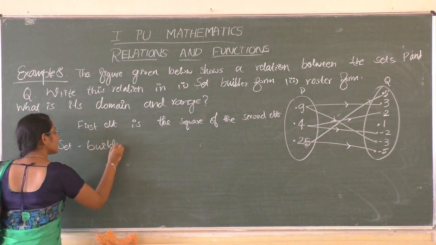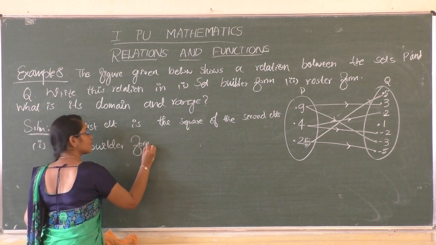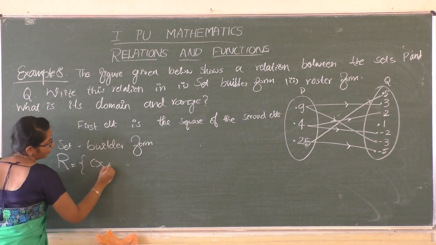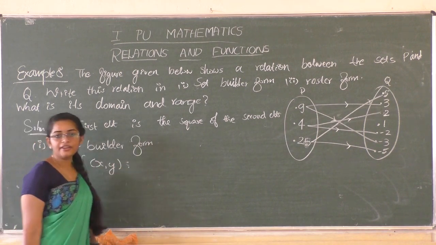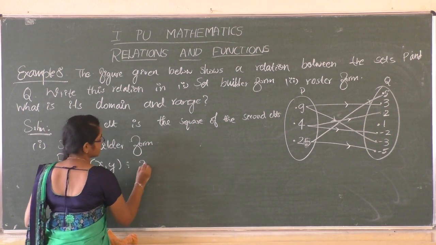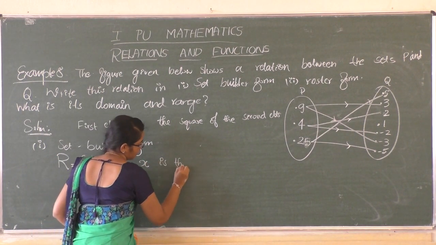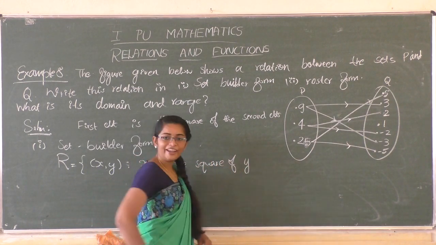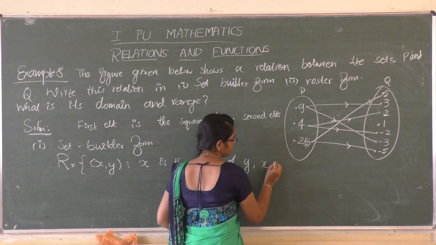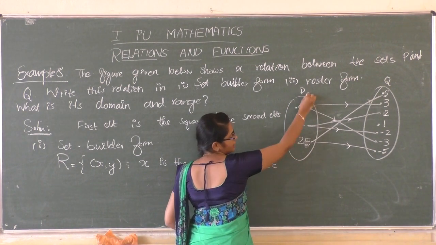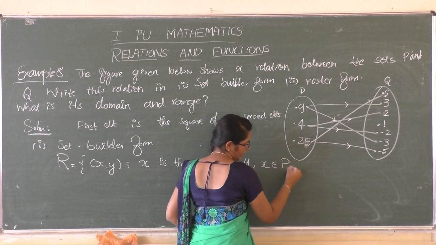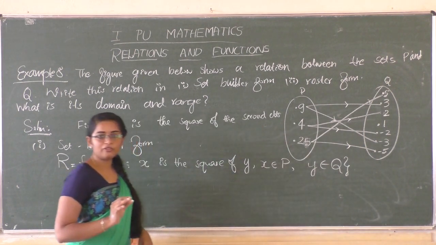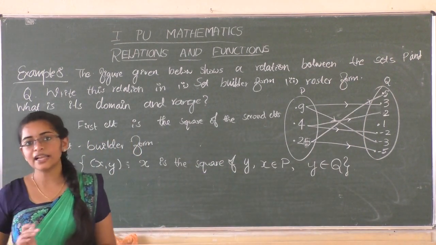Okay. How to write? R is equal to set of all ordered pairs (x, y) such that the first element x is the square of y, right? And x belongs to where? First set P, and y belongs to Q. Hope you are following. Okay, this is the set builder form.